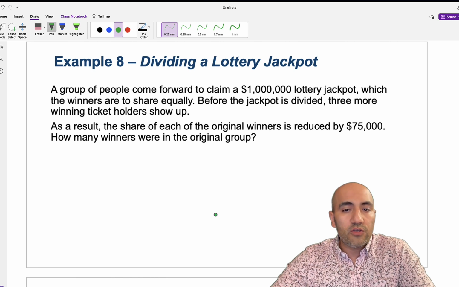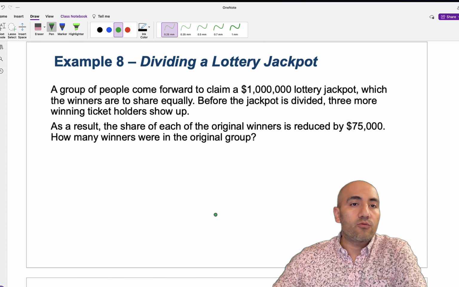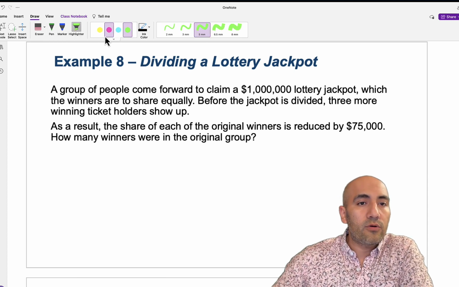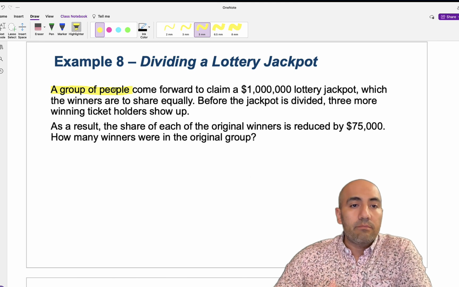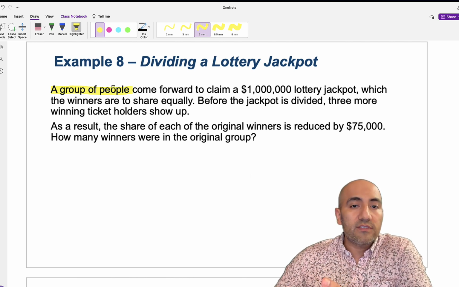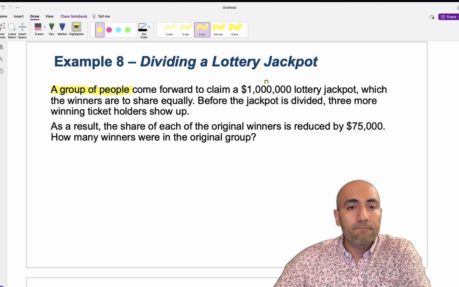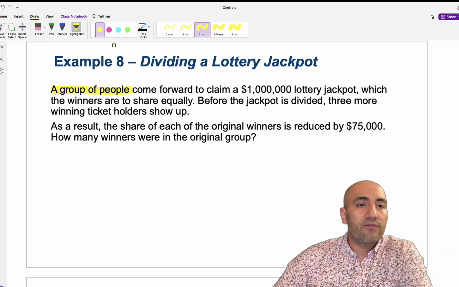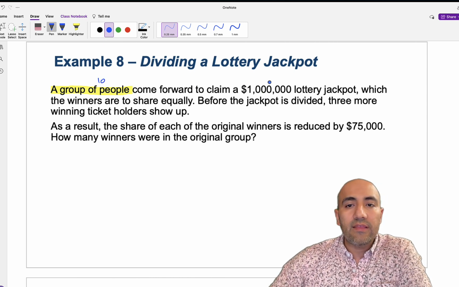How many winners were in the original group? Okay, so we have 2 different groups we're dealing with. Group 1, the original group of people, right? A group of people, we don't know how many, maybe 10, maybe 12, 6, 4, we don't know. A group of people were to win $1 million and share it evenly amongst all of them. I don't know. Let's say this just for the sake of thinking about this problem. Let's say that this group was 10. You're sharing this, and so you're going to get $100,000 each.